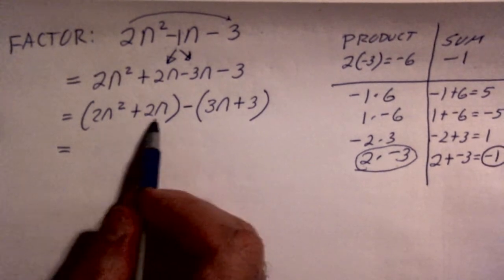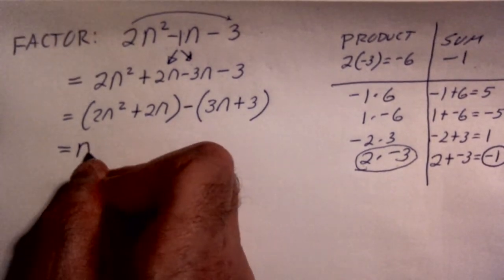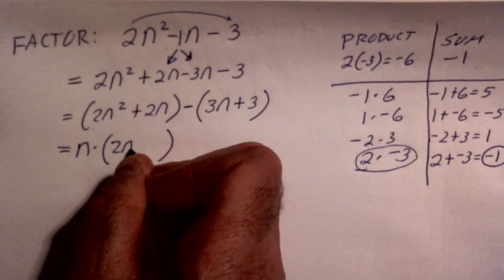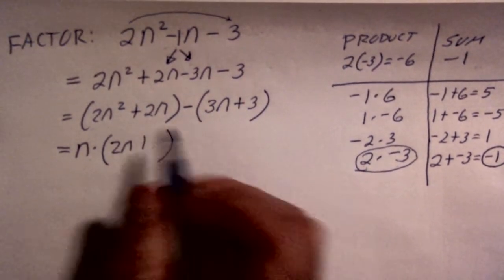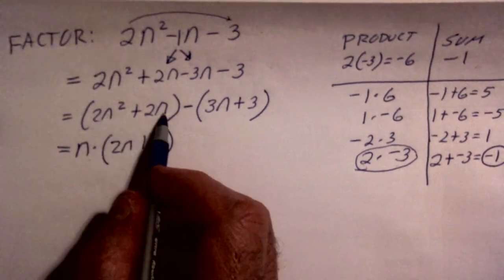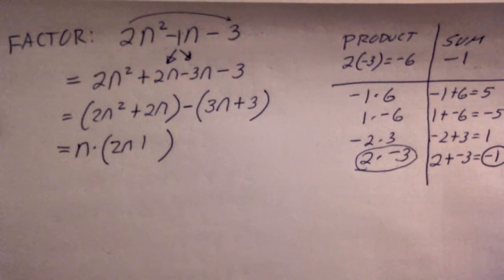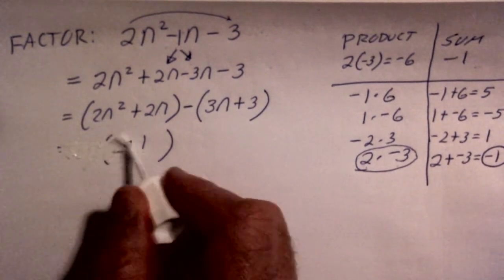Now what can I factor out of the first two terms? I can factor out an n, and that will leave behind 2n plus 2. Oh, you know what? I should have factored not just an n out, but what? 2n. Should have factored out a 2n. So that's not correct. Hold on a second. Let me make this correction here. That's no good.